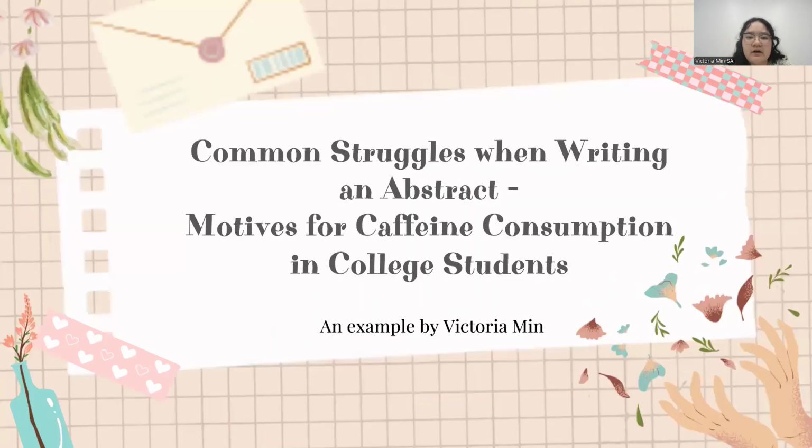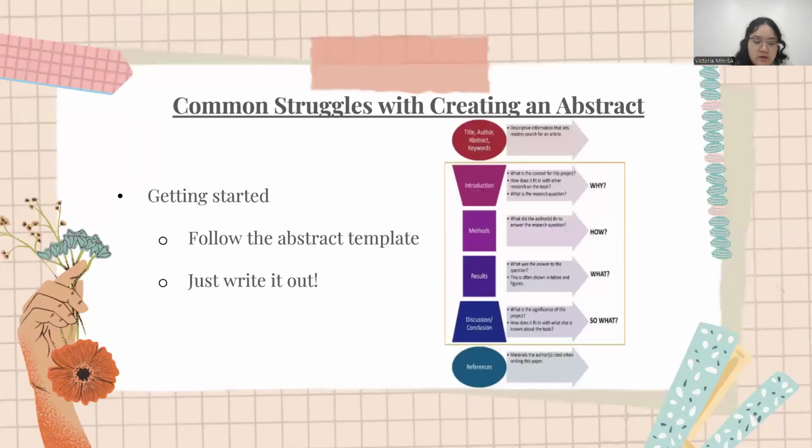So now we're going to talk about common struggles when writing an abstract. And there is an example here with a topic focusing on the motives for caffeine consumption in college students. So here we have an example where you might have a hard time getting started, right? It's like you don't know where to begin. This is your first time doing it. You have a time crunch, you have other assignments to write out.